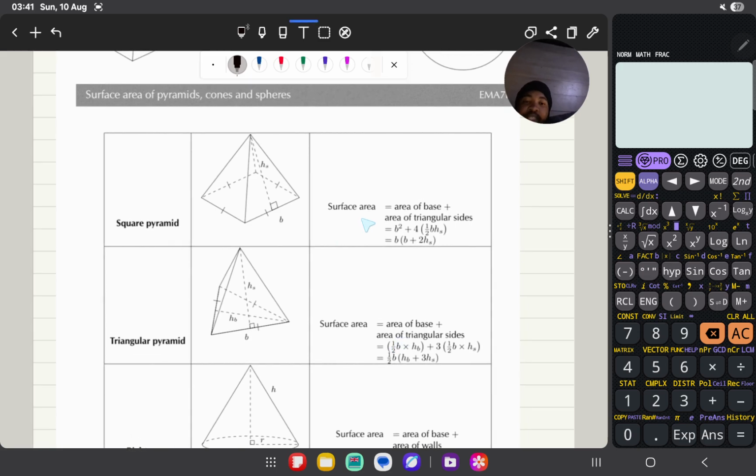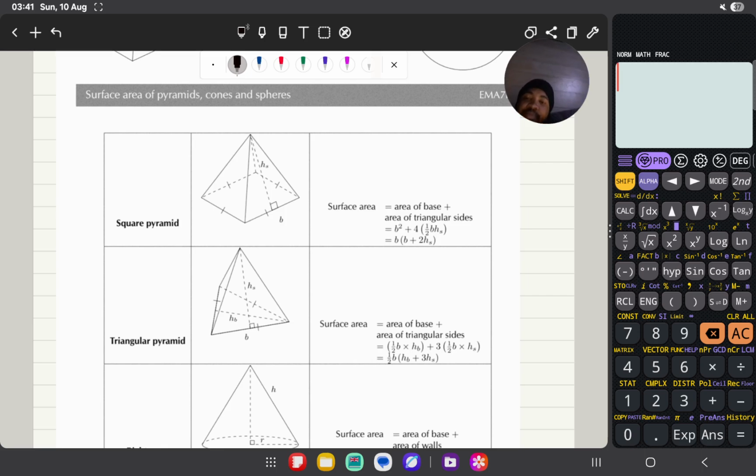So we are calculating the surface area, or the total surface area. It's going to be the area of the base, which is base squared, and you have four identical triangles, so it's 4 times half base times height, which you simplify to base times (base plus 2h), where h is the perpendicular height.